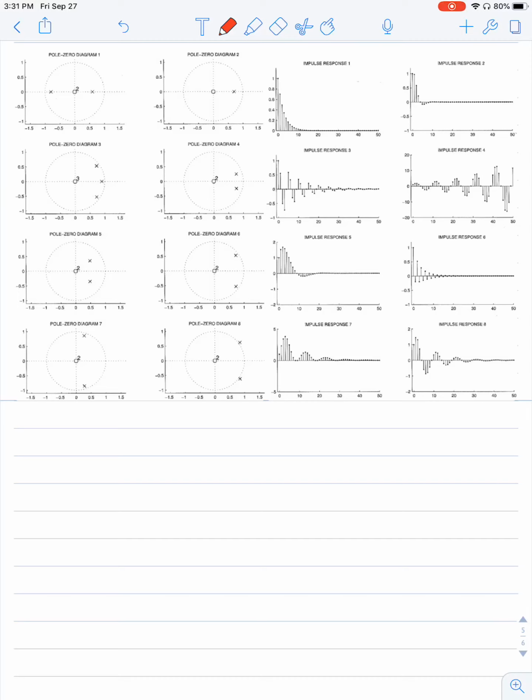This is Easy Digital Signal Processing, homework 3, problem 9. The homework file shows a set of 8 pole-zero diagrams and a set of 8 impulse responses. Try to match the pole-zero diagrams to the correct impulse response. Just use basic reasoning.